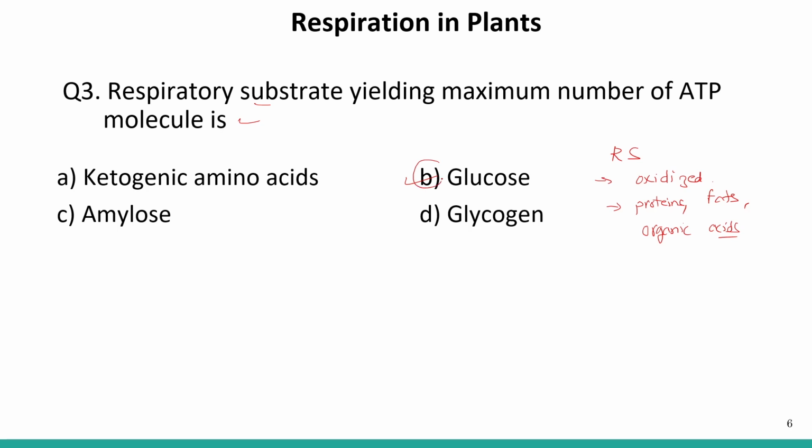So option B should be the correct answer. The maximum number of ATP is generated through glucose. What happens if ketogenic amino acid, amylose and glycogen are used? All these molecules will first be converted into glucose, and ATP will be used for the conversion of these molecules into glucose. So the maximum amount of ATP will be produced by glucose.